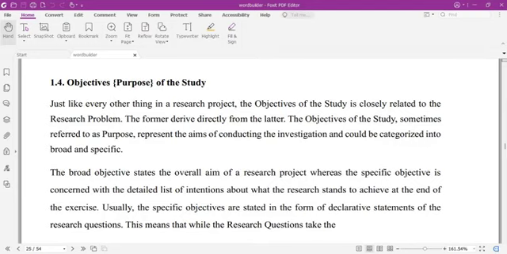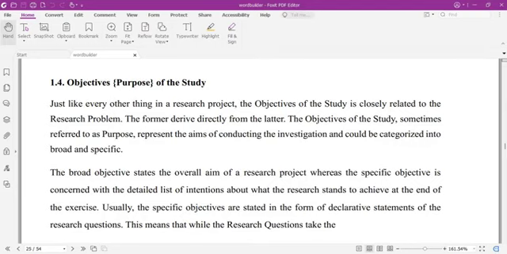Just like every other thing in a research project, the objectives of the study are closely related to the research problem. They are not really the same, but they are closely related. The former derives directly from the latter. You need to get the research problem first, and then you derive the objectives from it. The objectives of the study, sometimes referred to as purpose, represent the aims of conducting the investigation and could be categorized into broad and specific.